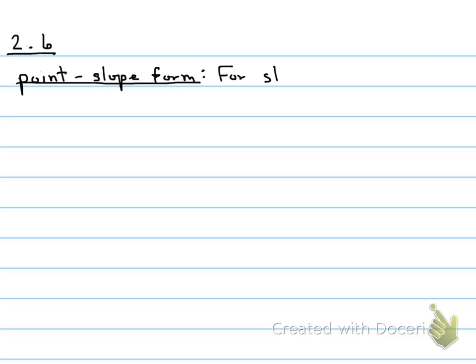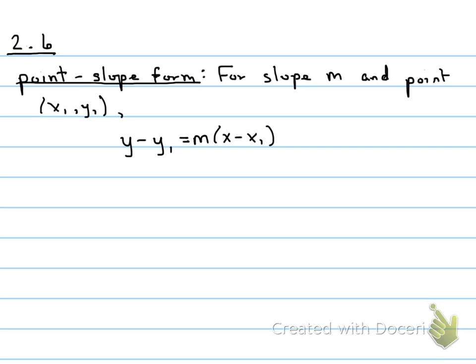The last formula we're going to bring up today is point-slope form. Point-slope form says that for your slope m and a point x1, y1, point-slope form is y minus y1 is equal to m times x minus x1.